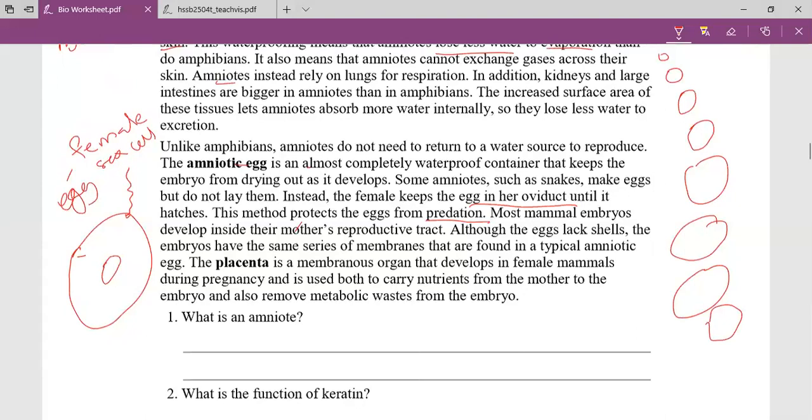In most mammals, the embryo develops inside the mother's reproductive tract. Although the eggs lack shells, the embryo has the same series of membranes that are found in a typical amniotic egg. The placenta is a membranous organ that develops in a female mammal during pregnancy, and it's used to carry nutrients from the mother to the embryo and also remove metabolic waste from the embryo.